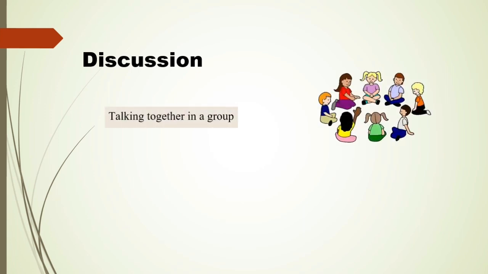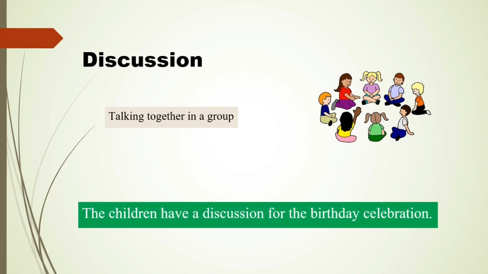First of all, let us find out the new words related to this poem. We have to find out the meanings of the words, as well as use these words in sentences. The first word is DISCUSSION. It means talking together in a group. It can be used in a sentence like: the children have a discussion for the birthday celebration.